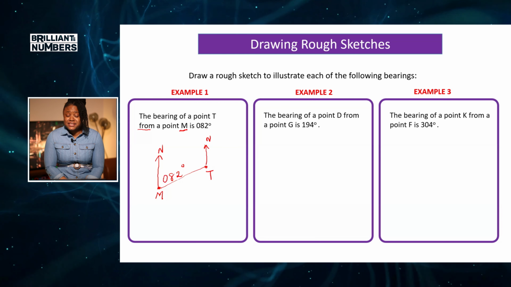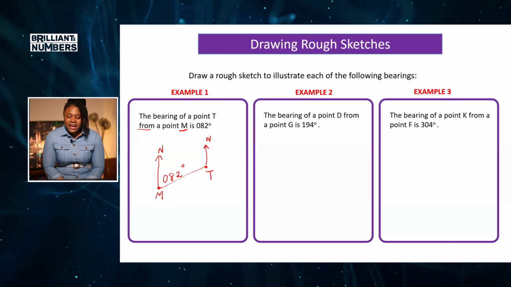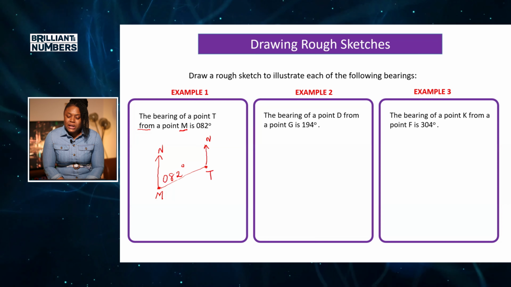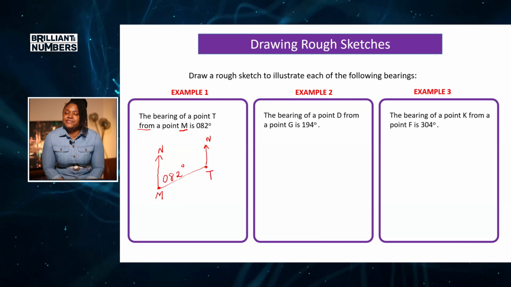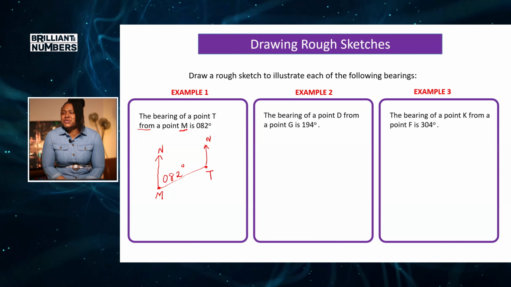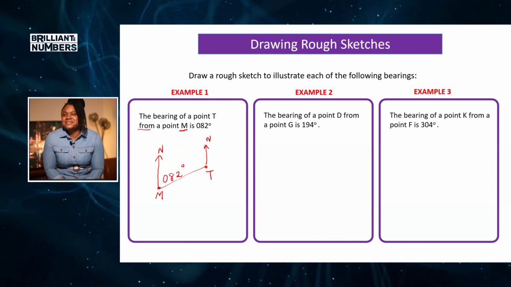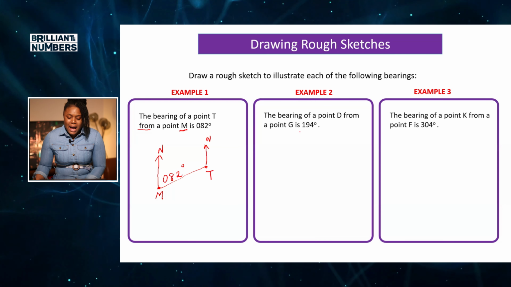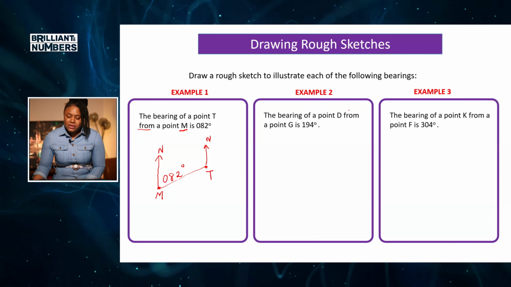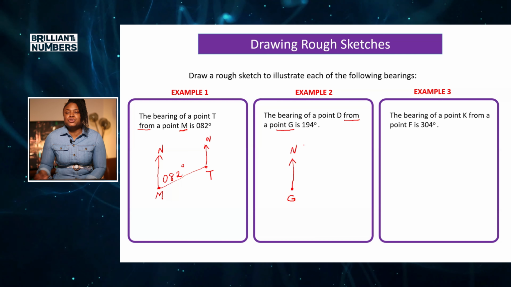Okay, so example number 2. We're asked here the bearing of a point D from a point G is 194 degrees. What reference point do you think is best to use here? I hope you said 180 degrees. So I'm going to focus on from, and I'm coming from a point G. So I start with the point G. I make my north line here, which is my reference point.